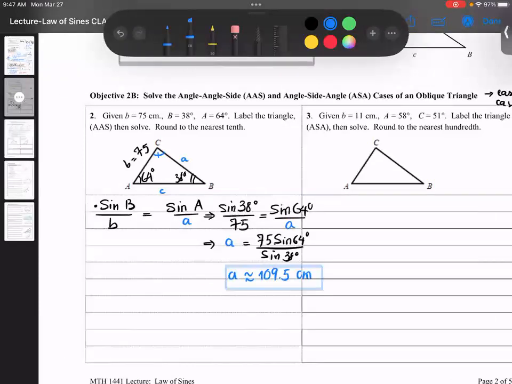Now I need to find little c. Can I find the angle C right now? It's not that hard, right? Angle C is equal to 180 degrees subtract the other two, right? Subtract 64, subtract 38. So C is 78. Just get it out of the way. But that's the easiest one.